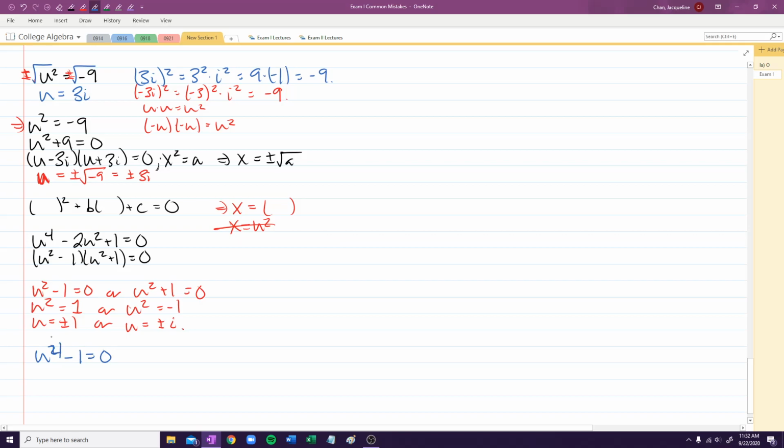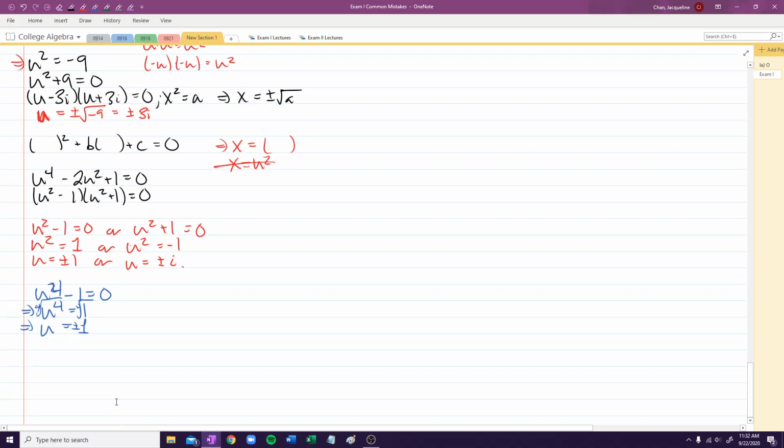So let's say I get u to the fourth minus 1 is equal to 0. Okay, then you guys, what you did is you said u to the fourth is equal to 1, and then you took the fourth root to both sides. Okay, and then you said u is equal to, some of you just said 1. Okay, some of you said plus or minus 1. Okay, again, this is wrong. So why? Because first of all, you need to put a plus or minus no matter what. And then for the fourth root of this, you're also missing some of the imaginary numbers.